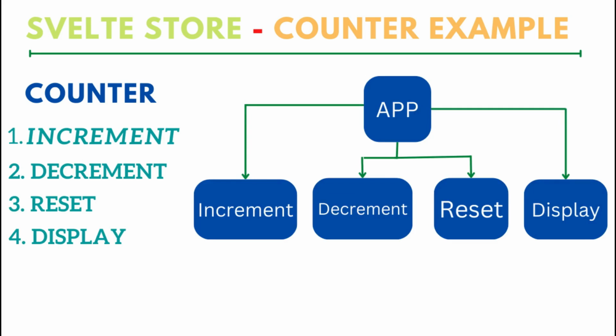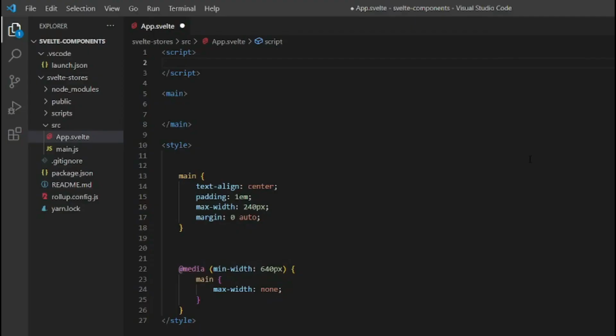You could definitely implement this with a single counter component. However, we are here to learn about stores. So we are going to assume that each of these functionalities are contained in separate components. So the count value needs to be shared across 4 different components, which seems like a perfect use case for stores. Let's head back to VS Code and understand the code needed to implement this scenario. We are going to do this in 5 simple steps.